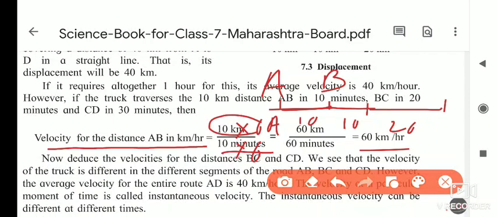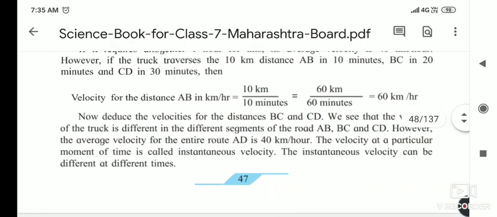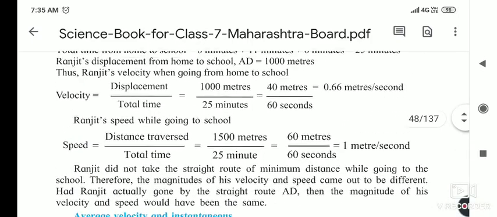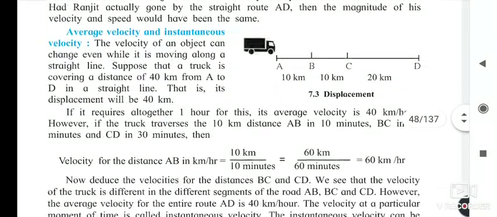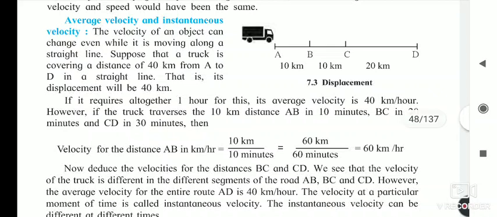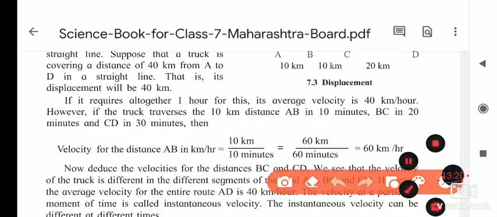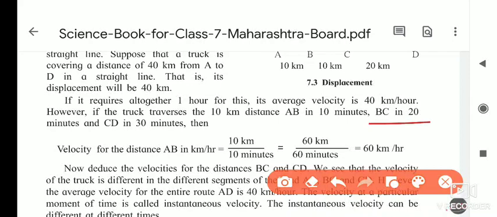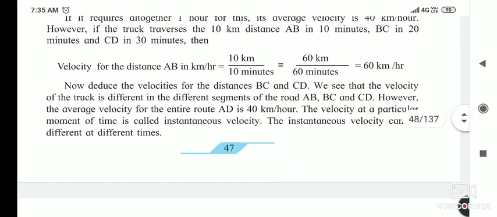Now deduce the velocity for the distance BC and CD. Okay, so BC distance is how much distance? Here it is 10 km, and BC is covered in how many minutes? 20 minutes. So for that, how to find out the velocity for BC?